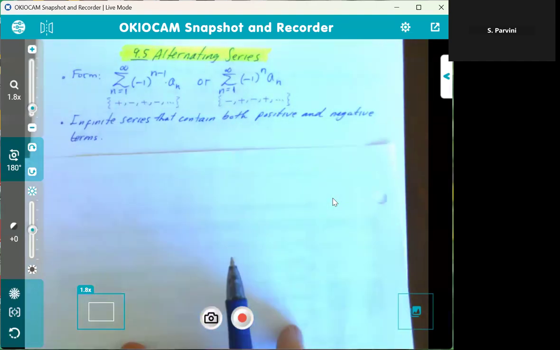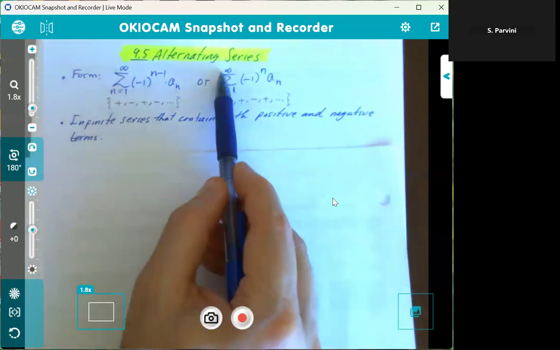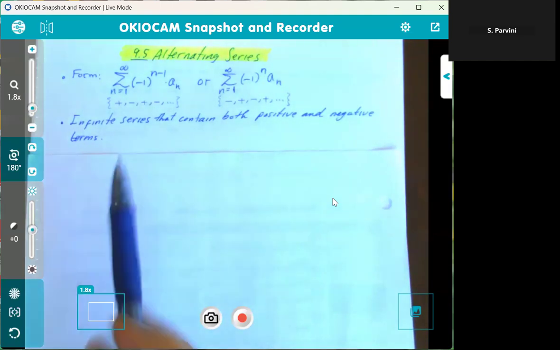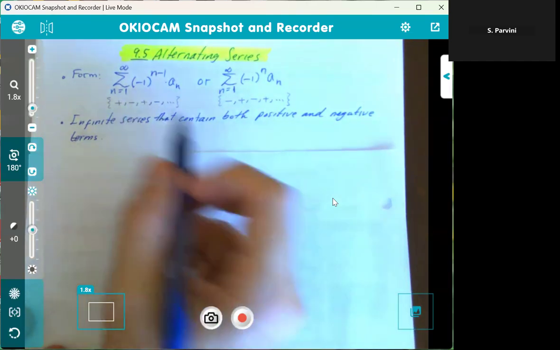So what are alternating series? These are infinite series, just like many other infinite series we've talked about, that contain both positive and negative terms. Now, it is important that the signs alternate.